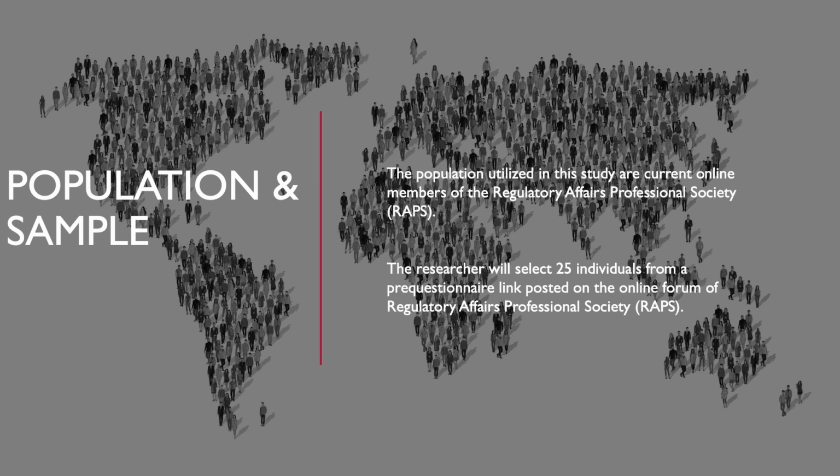Population and sample. The population that is going to be utilized in this study are going to be current online members of the Regulatory Affairs Professional Society, also known as RAPS. For the sample, the researcher will select 25 individuals from a pre-questionnaire link posted on the RAPS online forum of the Regulatory Affairs Professional Society.